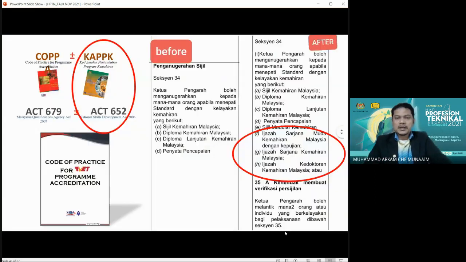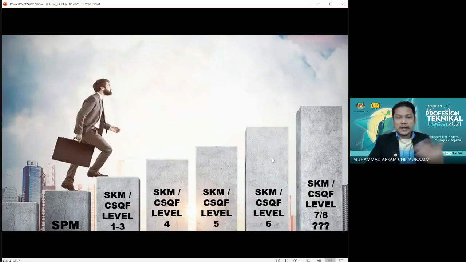From CIDB CSQF, here we can see that Ijazah Sarjana Muda Kemahiran, which is Bachelor Skills, will be introduced by the government through the NASDA Act, or the National Skill Development Act 2006. They will also introduce Sarjana Kemahiran, Master Skills, and also Ijazah Kedoktoran Kemahiran Malaysia, or PhD Skills, by NASDA. CIDB can also open up their levels from level 6 now to add on level 7 and level 8 in future.